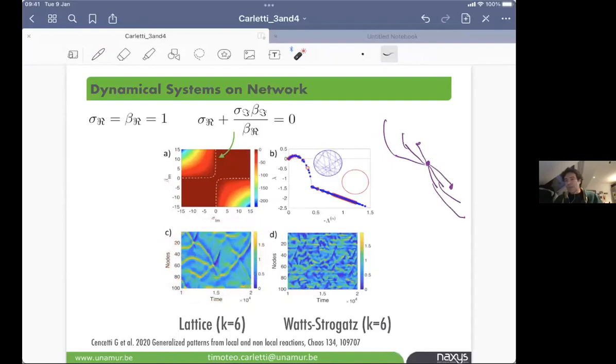So you have a time-dependent solution, which is no longer periodic. You have a phenomenon that emerged spontaneously because of the coupling. If you remove the coupling, everything goes to 0. Because of the coupling, you have this kind of pattern.